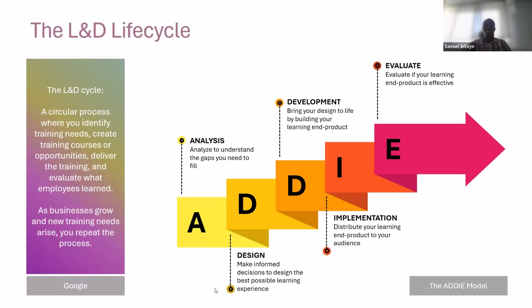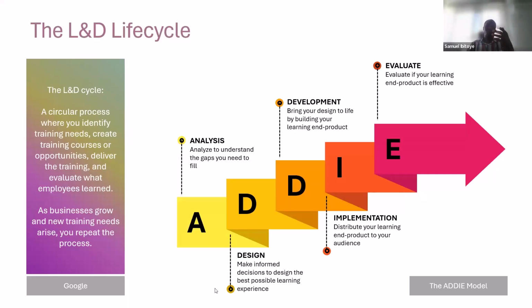We are analyzing so we can understand the training needs, the skills gap, so we can know the training needs. Then D, the first D, says design. We are making informed decisions to design the best possible learning experience. After you have designed the course, you go on to develop the course. Now we are bringing the design to life by building the learning end product.